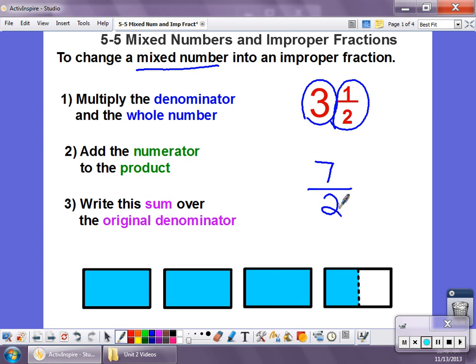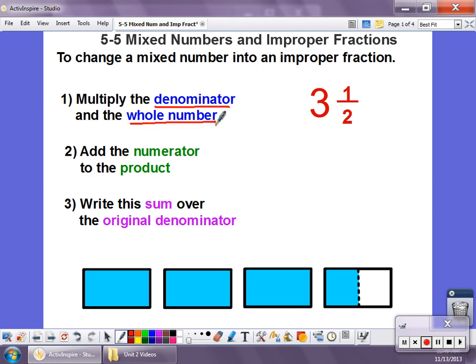Okay? So what we're going to do is change from mixed numbers, which have whole numbers and fractions together, into improper fractions, which are fractions where our numerator is bigger than our denominator. And there are three steps that we use to do this. The first step is to multiply our denominator times our whole number. So if we look over here, I'm going to take this denominator and multiply it by this whole number. So 2 times 3 gives me 6. And you want to keep that number in your head because we're going to use that for our next step.